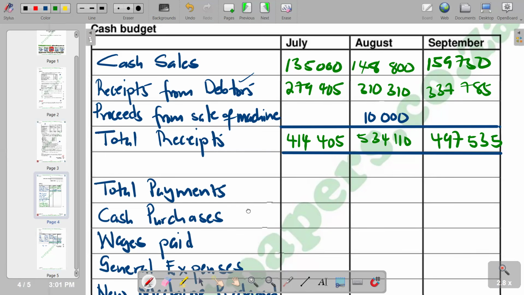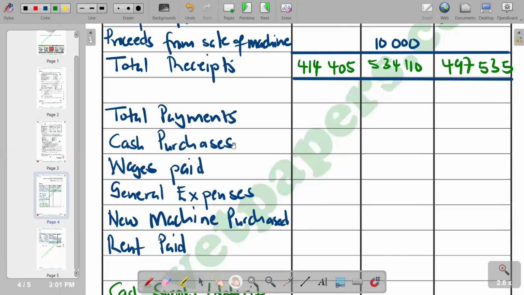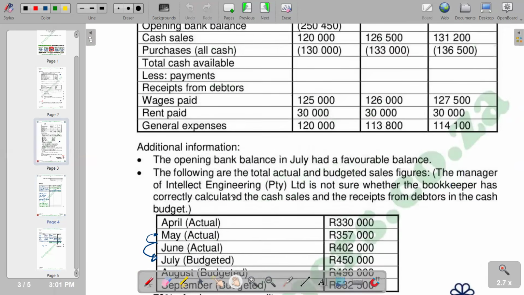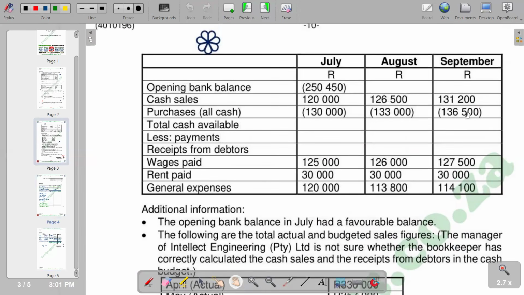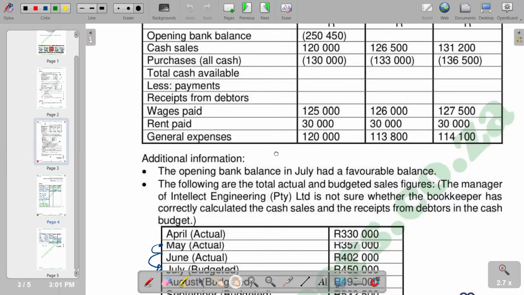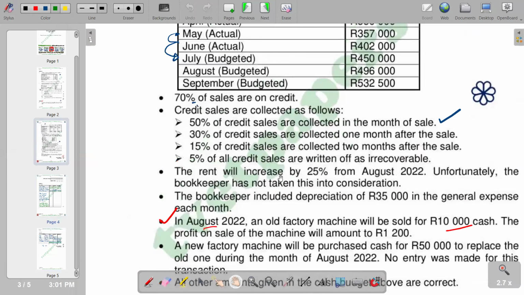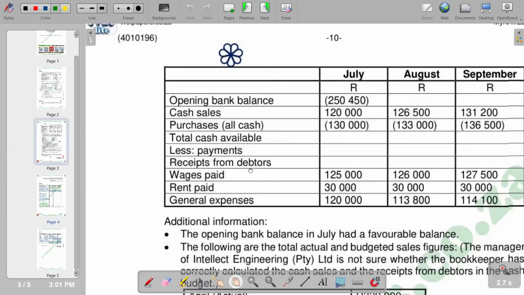Now then we are going to the second part, whereby we will need to calculate the total payments. For the total payments, we start with the cash purchases. So what do we have in terms of cash purchases? So we refer back to the question and see what we have in terms of that. And of course, we see that we are given cash purchases 130,000 July, August 133,000, and then we've got September 136,500. So if you look in additional information, there are no corrections that are there in terms of cash purchases. So it means the figures that we are having in the initial cash budget that we are given are correct.